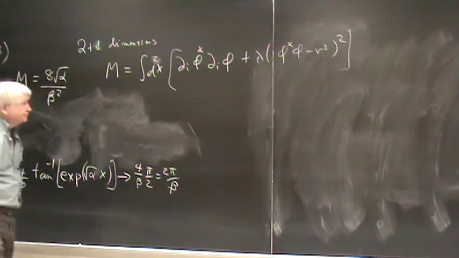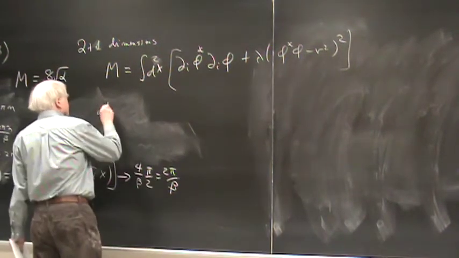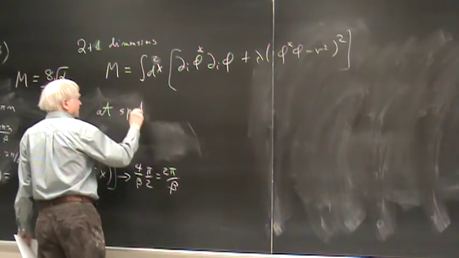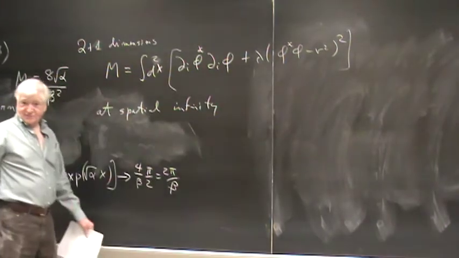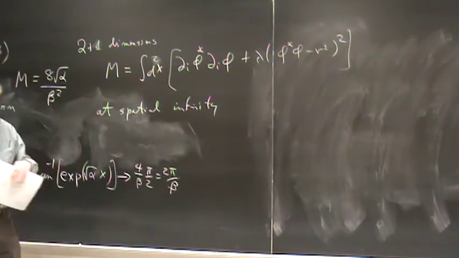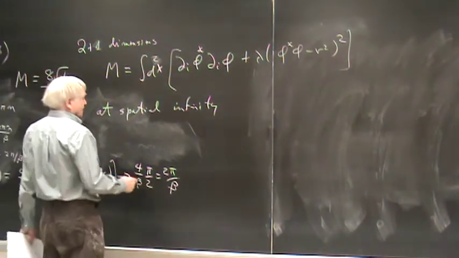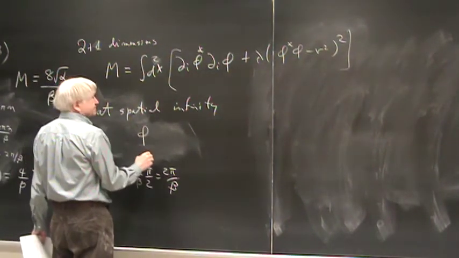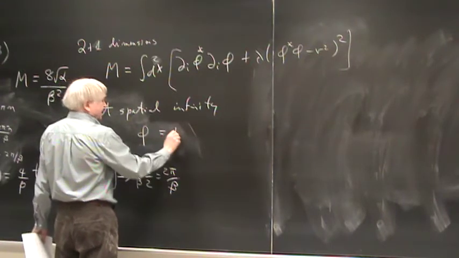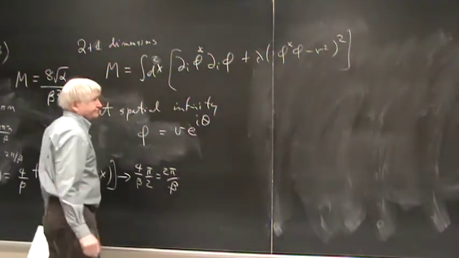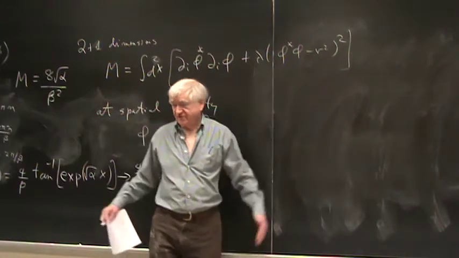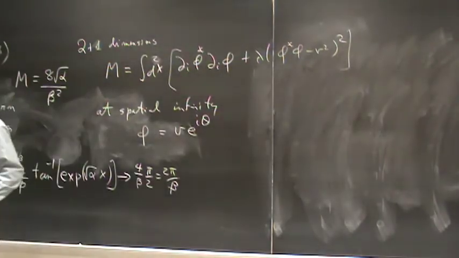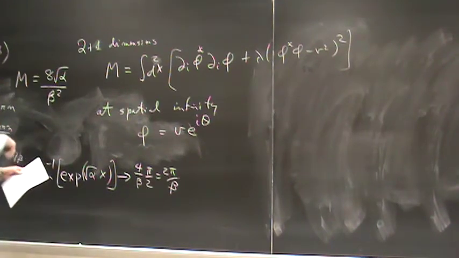Now, what has to happen here? Well, at spatial infinity, and of course there's a lot of spatial infinity because you can go out in any direction, or just going out is a big deal. So what we have to have is that phi has to be something like v e to the i theta, so that this symmetry breaking term is zero. Otherwise you have infinite energy.